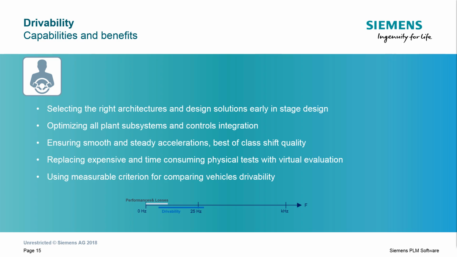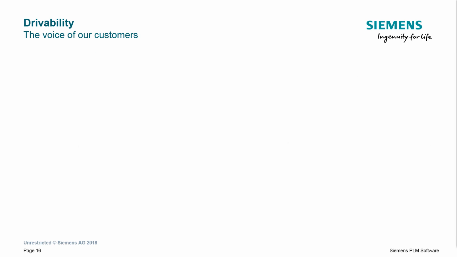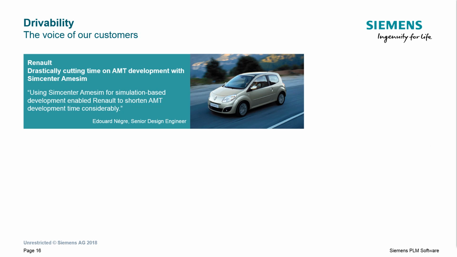Thanks to these capabilities, transmission suppliers and OEMs can drastically improve the vehicle drivability using measurable criteria, reducing at the same time the cost and the duration of their projects. Many OEMs and suppliers are already using Simcenter Amesim in order to provide the best drivability and driving pleasure to their customers. For instance, the French OEM Renault has completely integrated Simcenter Amesim in the powertrain design process.